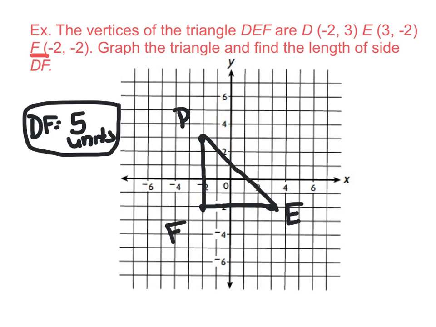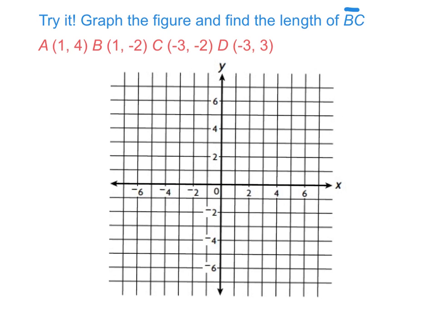We happen to have 2 triangles. This one has 4 points to it, so it'll be different. Here's a try it problem. You're going to graph the figure, so the shape, and find the length of the side BC. So here's your 4 points. A is (1, 4), B is (1, -2), C is (-3, -2), and D is (-3, 3). Go ahead and pause the video and try it. And then I'll solve it with you here.